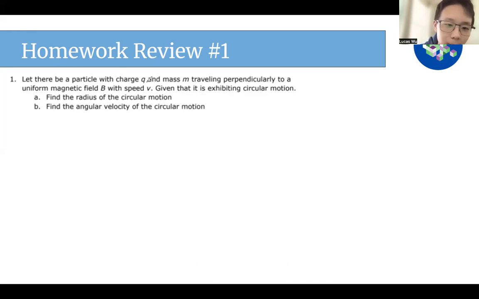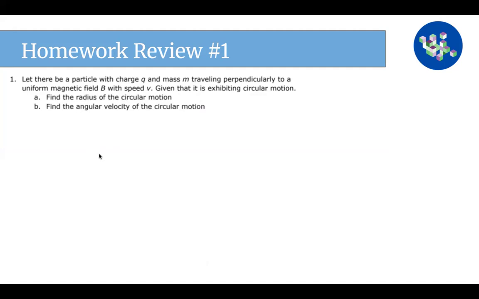Let there be a particle with charge Q and mass m traveling perpendicularly to a uniform magnetic field B with speed v. Given that it is exhibiting circular motion, find the radius of the circular motion and find the angular velocity of the circular motion. Okay, so this problem really ties into what we learned about magnetism last class and also some mechanics principles.